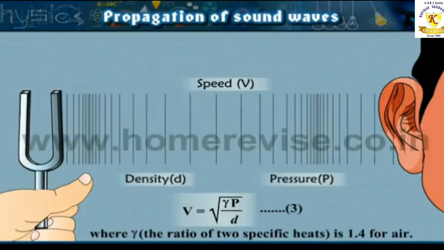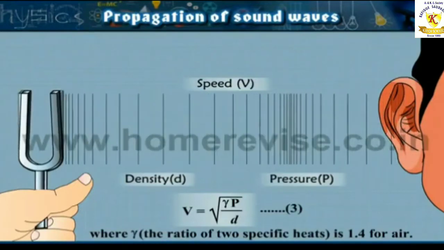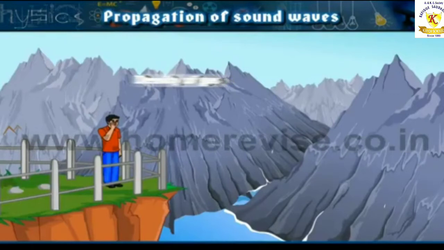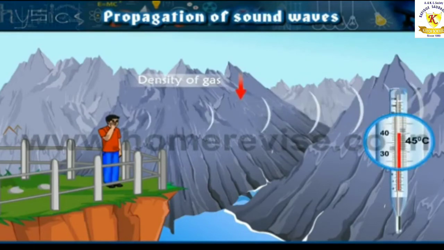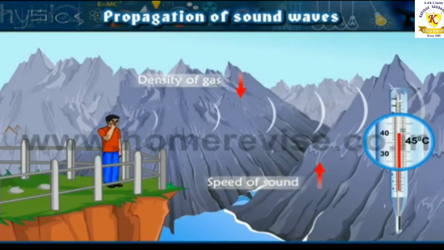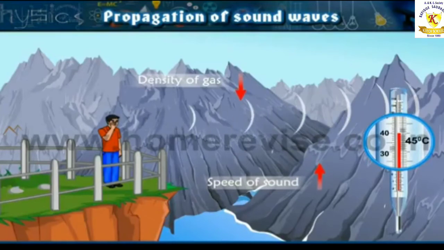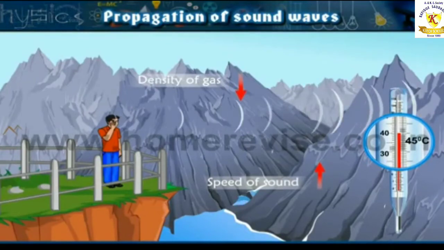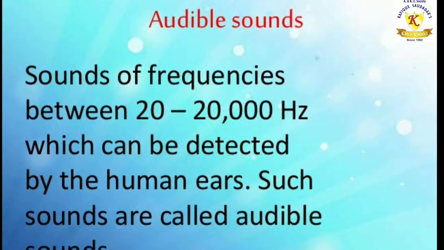Moving ahead, the next is that since the density of gas decreases with the increase in temperature and with the increase in humidity in it, so the speed of sound increases with the increase in temperature and with the presence of humidity in the gas. However, the speed of sound is not affected by the change in pressure. Now let's see what are audible sounds.